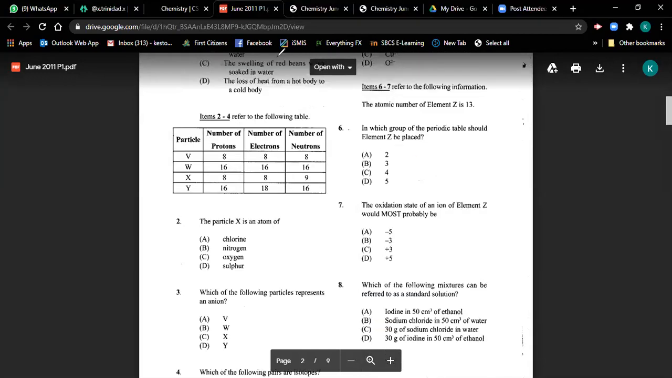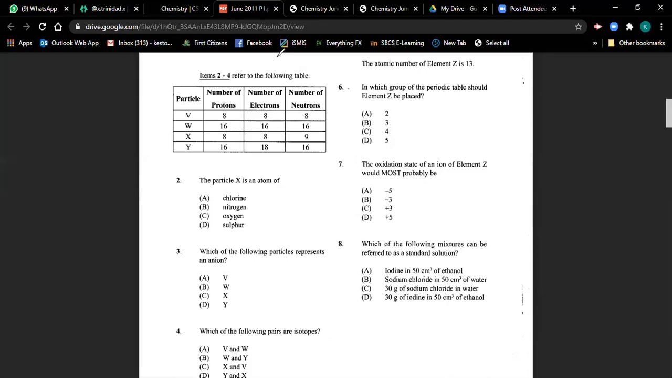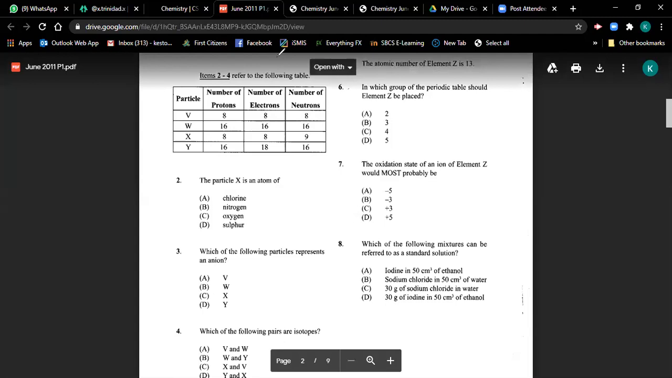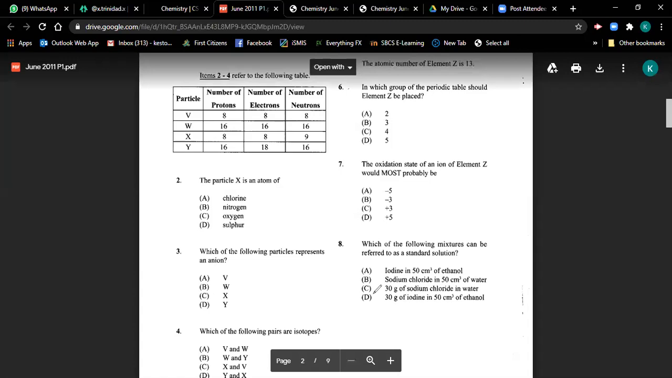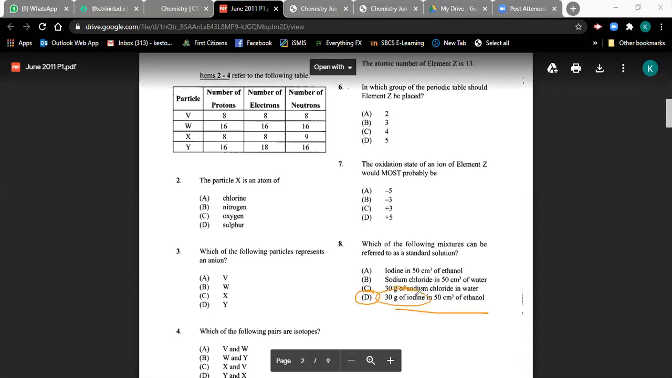Which of the following mixtures can be referred to as a standard solution? Not A, not B, not C, D. This is a standard solution. It's a particular mass in a particular volume. Very good.